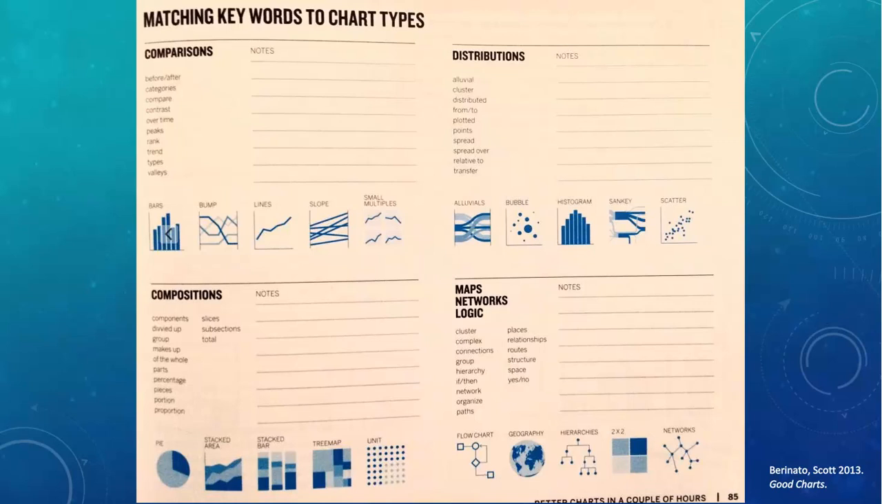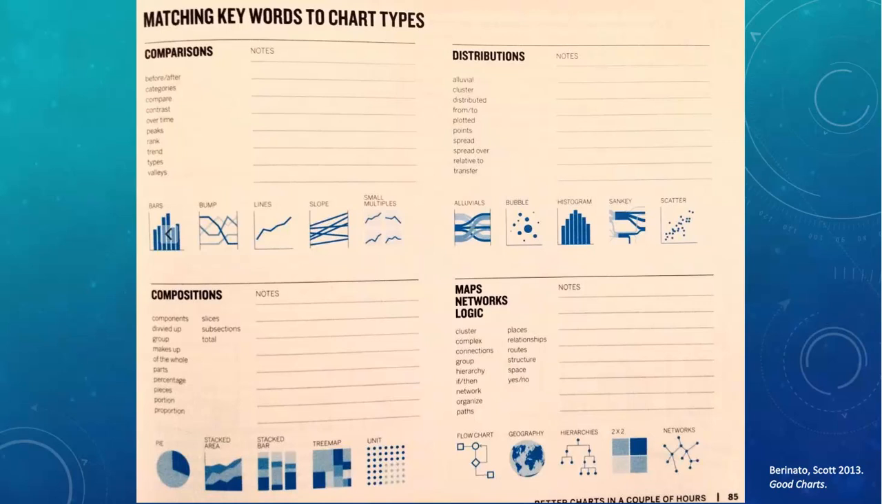And so here we've got, for comparisons, if you're using the words before and after, categories, compare, contrast, over time, peaks, rank, trend, types, valleys. All of these words are going to show up when you're talking about comparisons. Keywords for distributions are going to be alluvial, cluster, distributed, from and to, plotted, points, spread, spread over, relative to, or transfer.